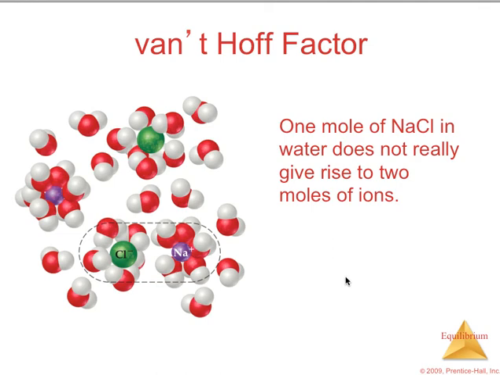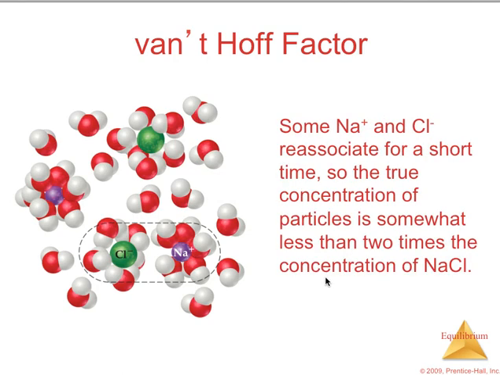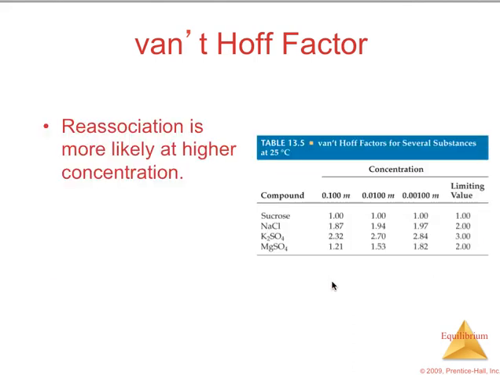And that's known as the Van't Hoff factor. And 1 mole of sodium chloride in water does not really give rise to 2 moles of ions. Some of that sodium ion and chloride ion kind of reassociate for a short period of time, because remember, these are ions. So they do get attracted to each other and don't really act as 2 separate ions. So the true concentration of the particles is somewhat less than 2 times the concentration of the sodium chloride.